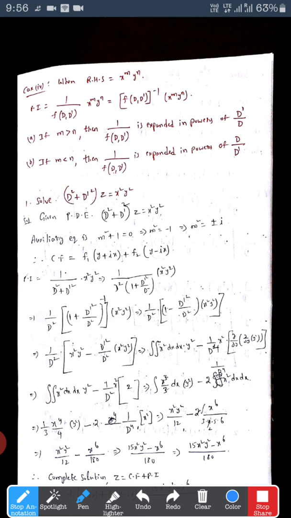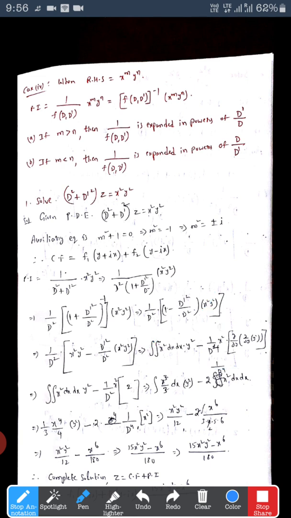So, for finding the particular integral, 1 by f of d into RHS, we are taking d square as common here. Therefore, this becomes 1 plus d dash square by d square, whole inverse. So 1 plus x whole inverse can be written as 1 minus x plus x square, like that, in ascending powers of x. Therefore, after writing this, 1 by d square into 1 minus d dash square by d square, after simplification, we get the integral of x square y square dx.